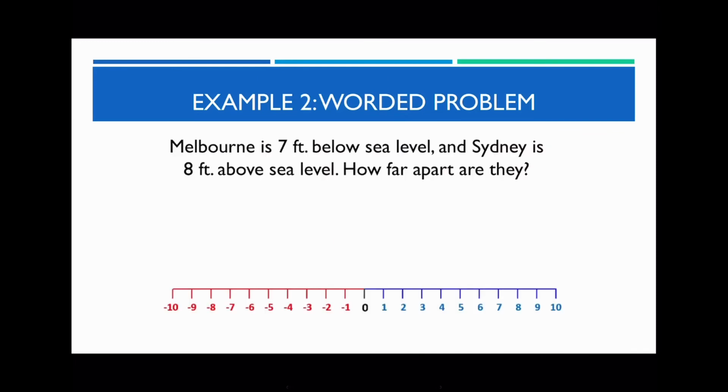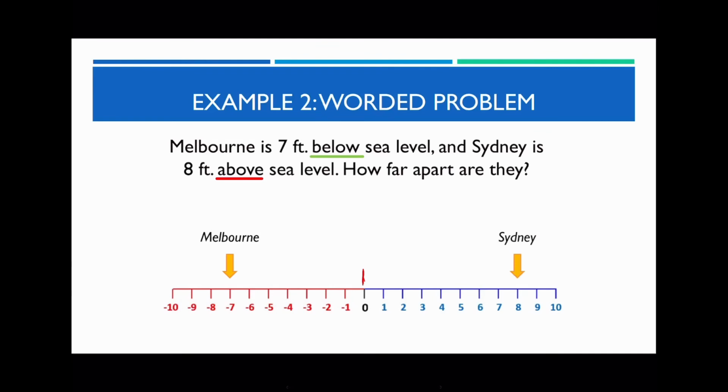For my second example, it reads, Melbourne is 7 feet below sea level and Sydney is 8 feet above sea level. How far apart are they in terms of elevation in this case? So in this case, it says Melbourne is 7 feet below. So I can represent that down over here on this number line. Whereas it says Sydney is 8 feet above sea level. So this is just the ground floor over here. So therefore 8 feet above would be over here.